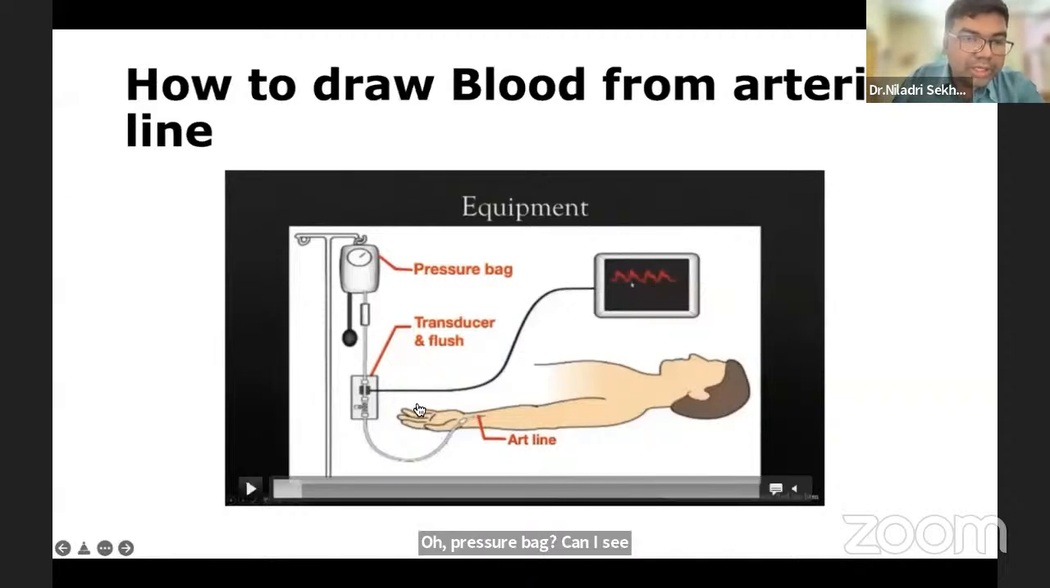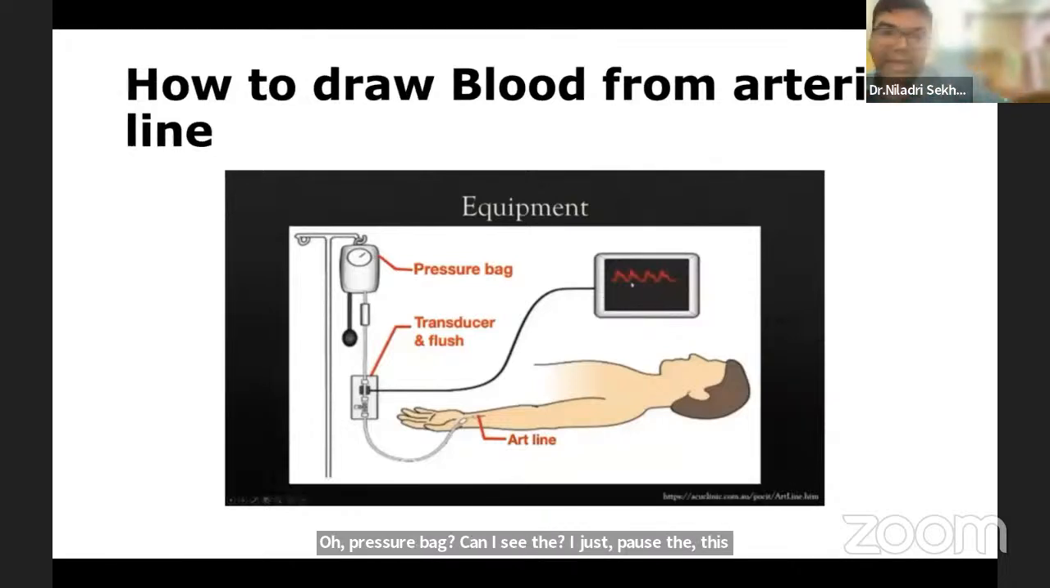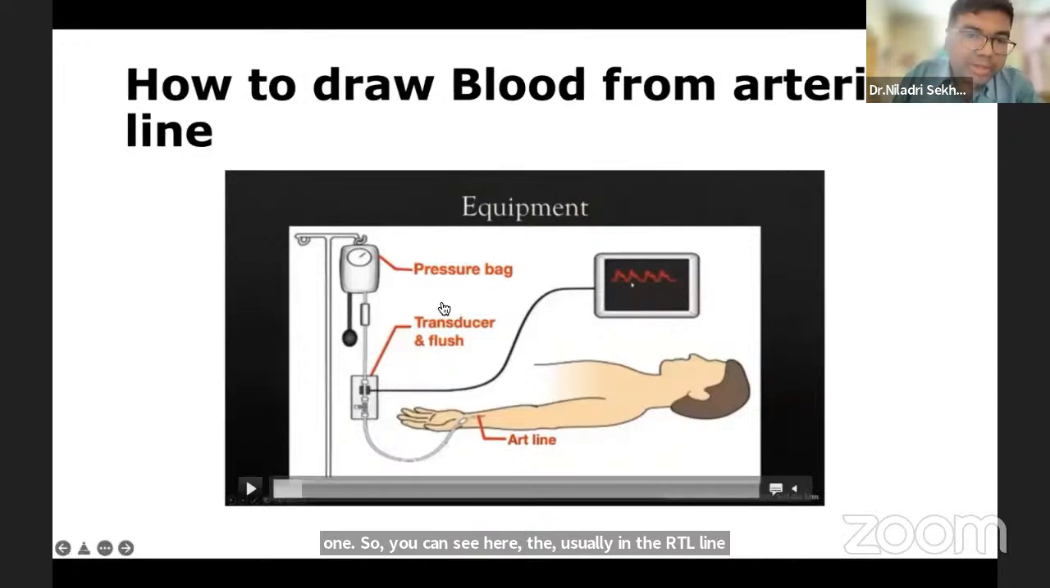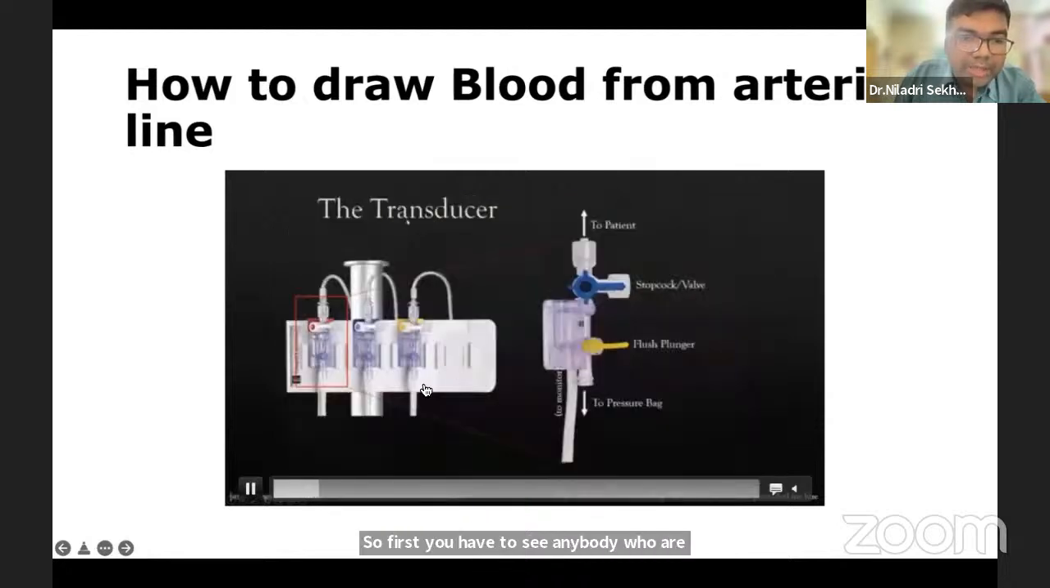So you can see here, usually in the arterial line, where you have continuous arterial BP monitoring, you have this pressure bag where the pressure is applied to prevent the backflow of the blood, and a transducer is there where the arterial pressure is getting transmitted and converted to an electrical signal. So first, whenever you are taking a sample, see this part of the transducer assembly; this is going towards the patient, and this blue one is the stopcock.